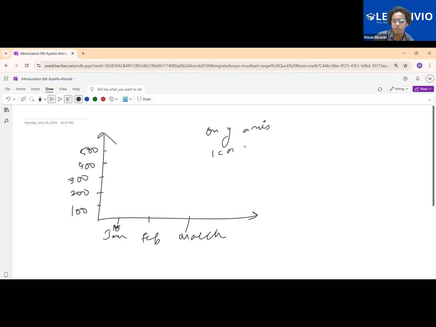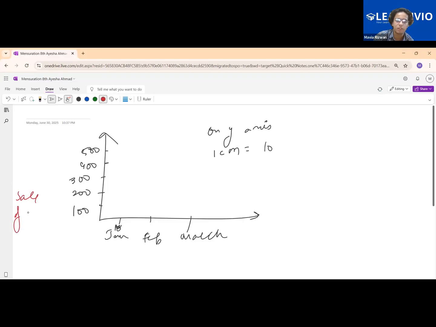1 centimeter you took equal to 100 shirts. Let's say this is the sale of shirts. Aisha, also you have to mention this. You didn't mention which is sale of shirts or whatever you are taking on this axis. You have to mention this, and here you have to mention months. Okay, months, and here say anything.